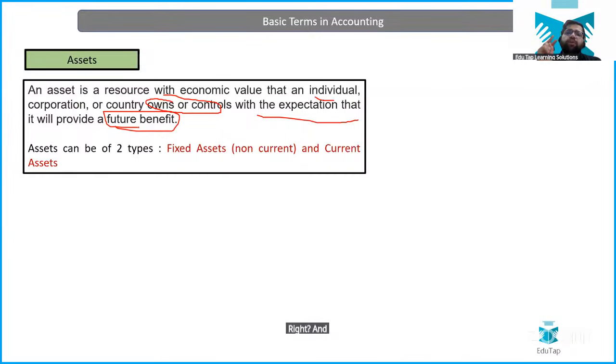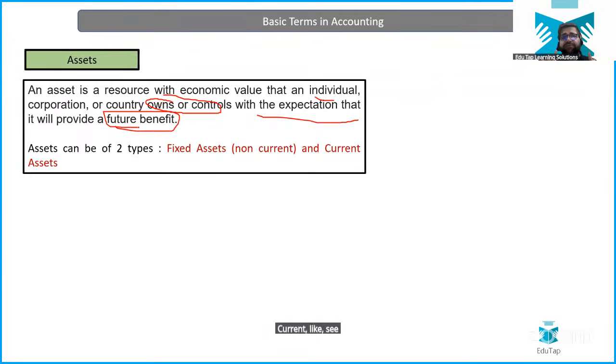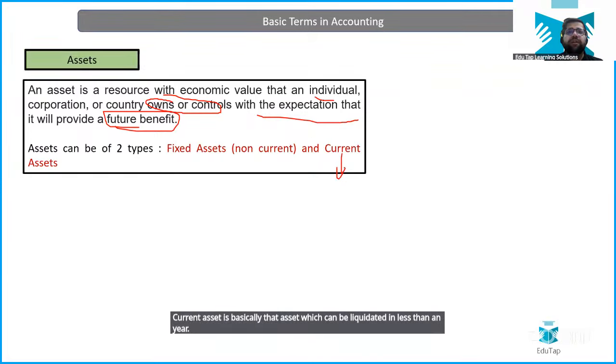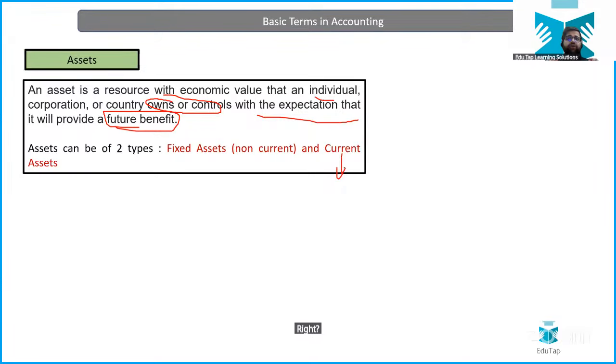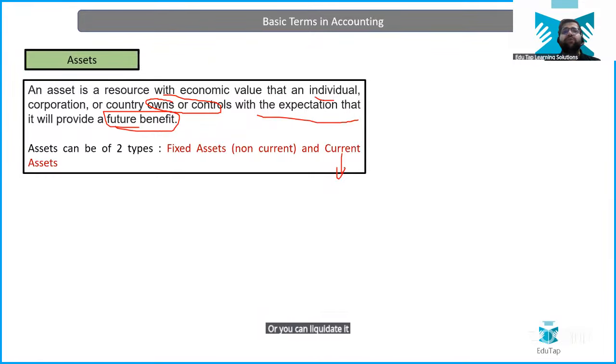And there can be two types of assets now. You have current asset and you have a non-current asset. Understand this very carefully because this is fundamental of accounting. Current asset is basically that asset which can be liquidated in less than a year, right? Now, listen to me. Current asset is that particular asset which you can sell in less than 1 year, or you can liquidate it. Liquidate means what? That you can get money from it in less than 1 year.